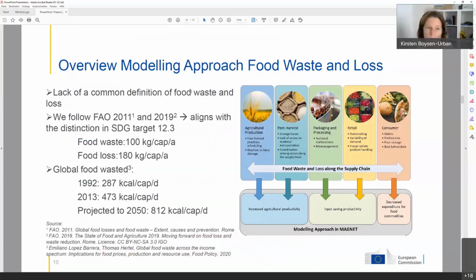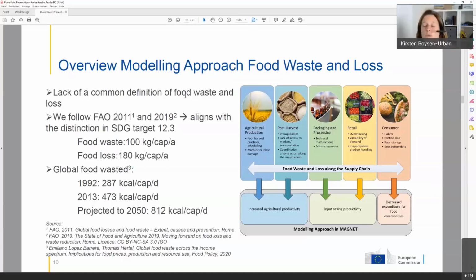The FAO, for instance, provides some estimates of food waste that amounts to 100 kilograms per capita per year, and food loss equivalent to 180 kilograms per capita per year. But if you look at the literature, you will find many other estimates. And there was a very interesting study published in the last year by Emiliano Lopez Barrera and Tom Hurdle. And they project food waste into the future, and you can see the numbers here on the slide.